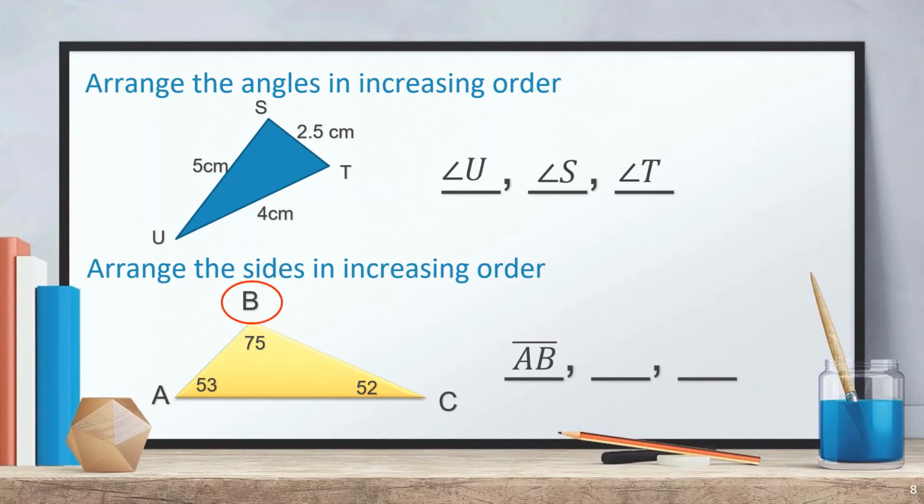Okay, so yun yung una nating ilalagay. Then next is identify yung largest angle. So it is angle B. And what is the opposite side of angle B? Okay, correct. It is side AC. So side AC is now the longest side. Okay, and of course, the medium size of our side is side BC. Okay, so in increasing order, we have AB, BC, and AC.